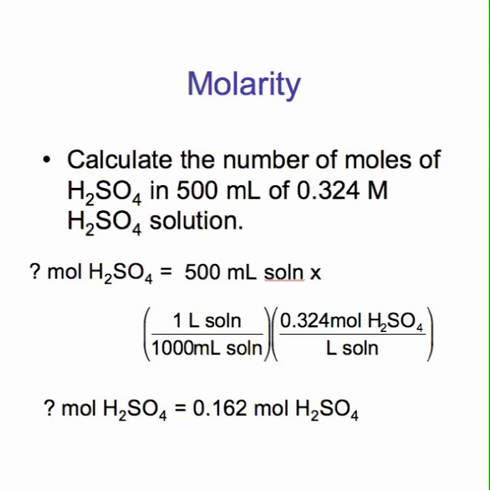In our first example, we were asked to calculate the number of moles of sulfuric acid in 500 milliliters of 0.324 molar sulfuric acid solution. So we have milliliters of solution. We need to convert this to liters using the definition 1 liter is equal to 1,000 milliliters. And then multiply this liter times molarity, 0.324 moles of sulfuric acid per liter of solution. So in this solution we would have 0.162 moles of sulfuric acid.